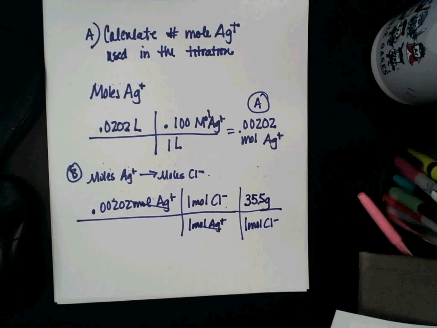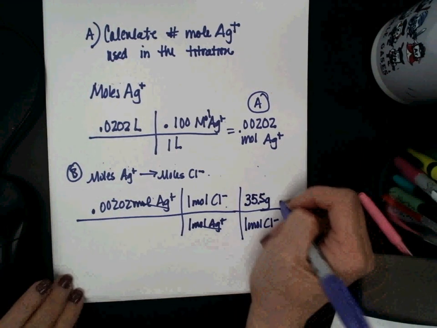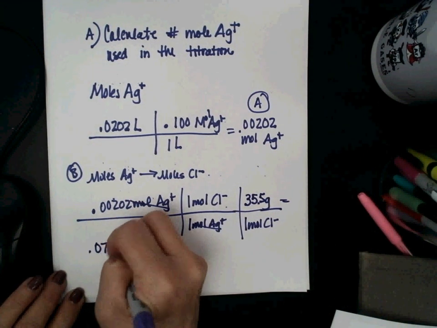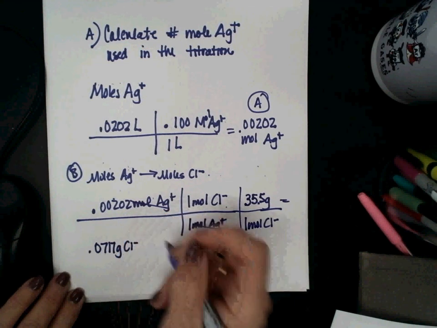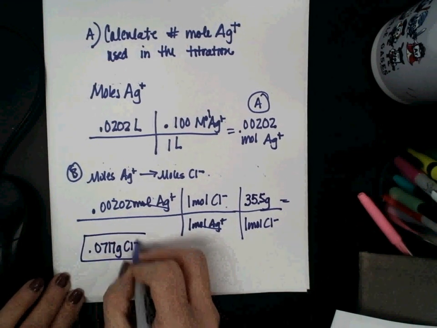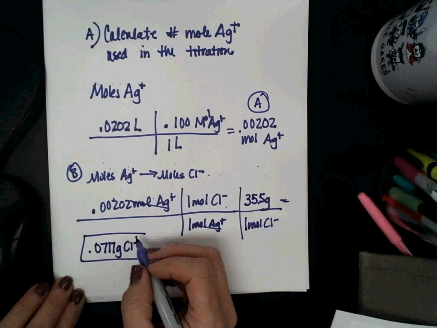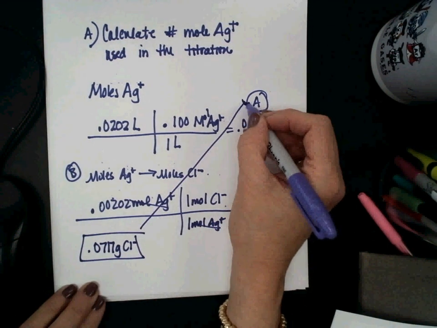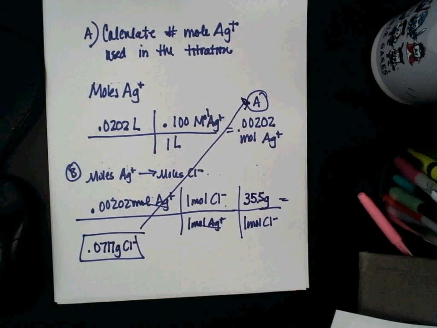So what is it? Did you do that already, Kennedy? What'd you get? I got 0.0717 grams of chloride ions. So really, truly, is that... Yes, that really answers A. I was thinking I was working on B, but I'm really finishing A. That's why Kennedy told me that.